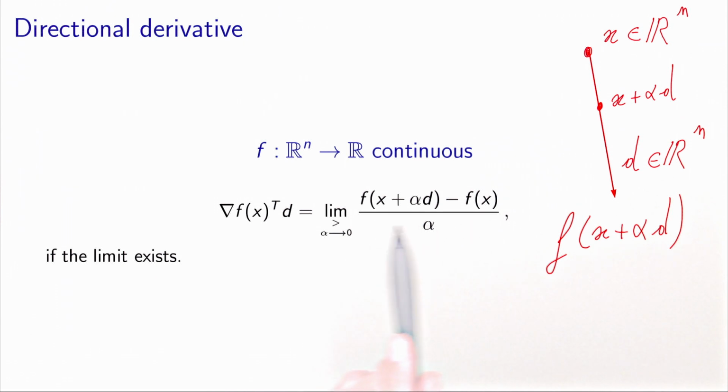So this is the numerator of this expression here. This is the value of the function at the new point after having followed the direction d with a step alpha, and the value of the function at x. And we normalize it by the step length, by alpha. The directional derivative is this quantity when alpha goes to 0 and stays positive. If the limit exists, it's called the directional derivative. And we will use this notation here that I will describe later on. So this is the notation of the directional derivative that is well defined if this limit exists for a direction d.